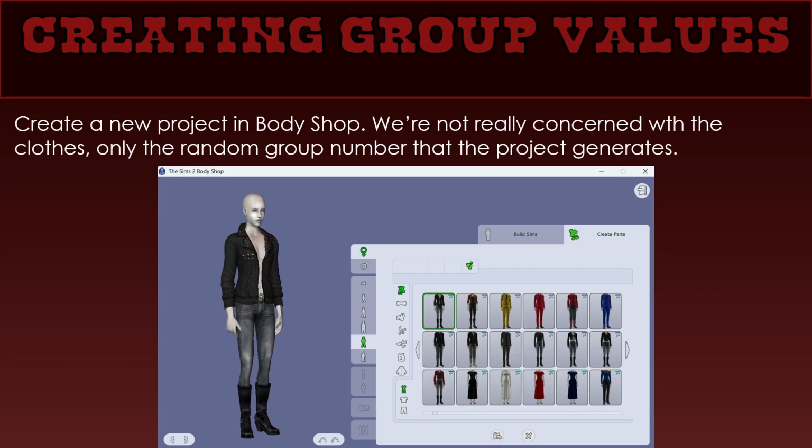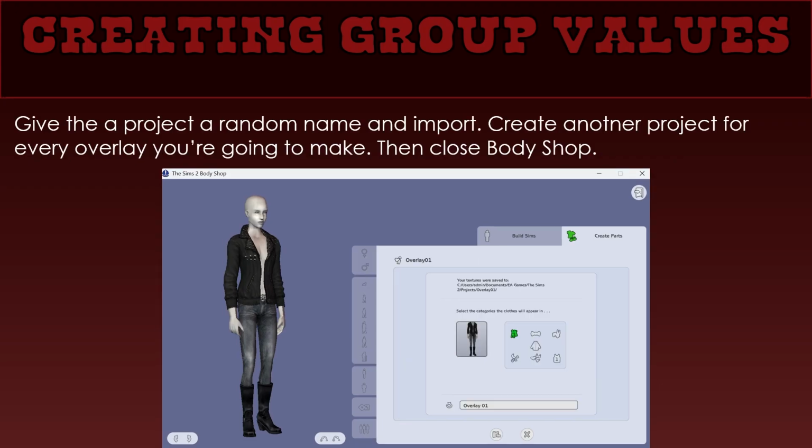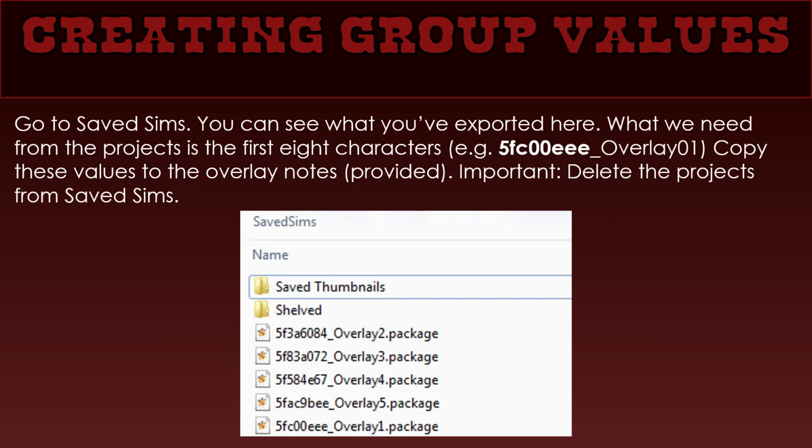To get started, we create any random outfit in Body Shop. Just select an outfit, create a new project. Import the project back into game, close Body Shop, you're done. Then go to your Save Sims folder, go to the new project that you created. All we need here is the group value, the 5F and then the 6 other characters. We just copy that down, we delete it, and we're good to go.